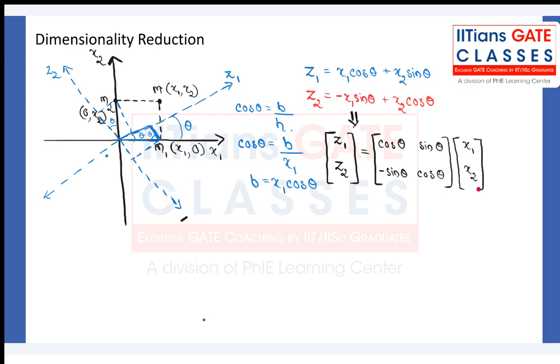I call this vector Z. It's an m by 1 vector. What is m? The number of features. There were two features x1, x2. We are trying to rotate them and make them z1, z2, so they are still m by 1. This here is an m by m matrix. I call it A transpose.